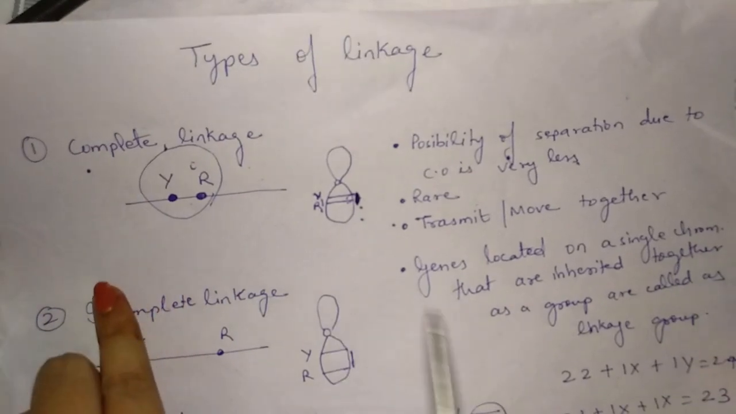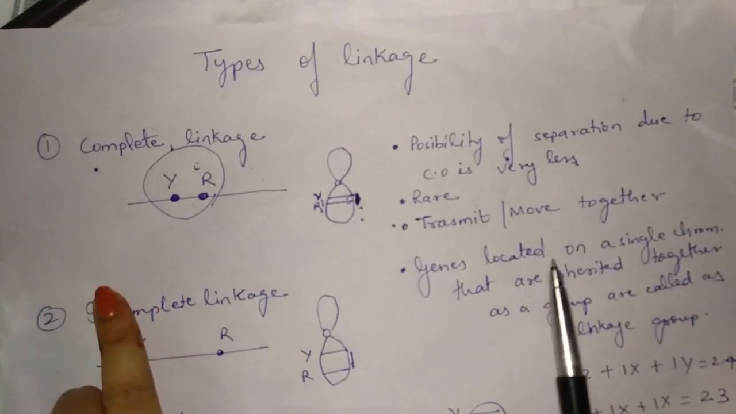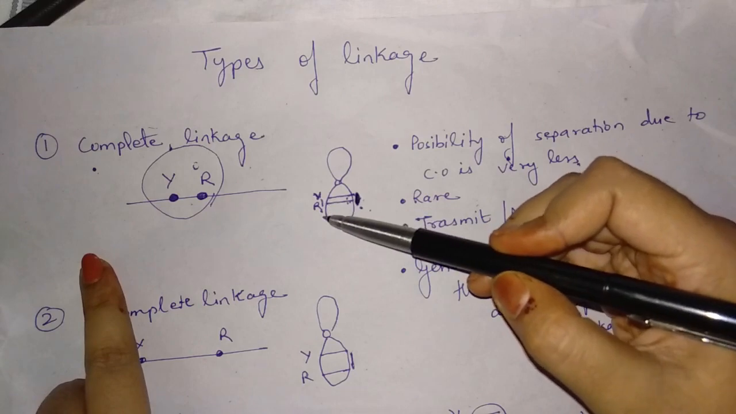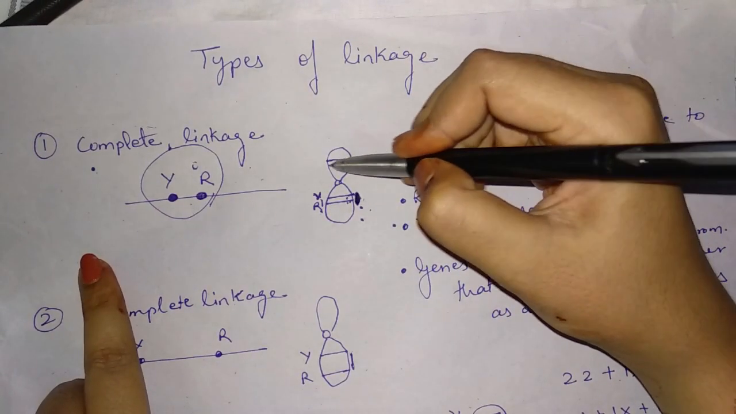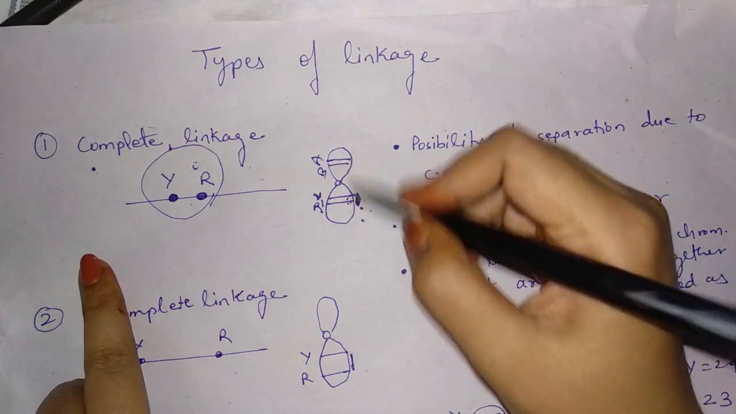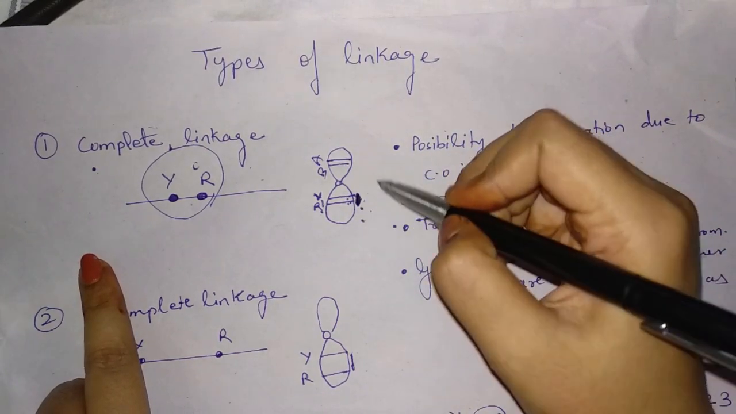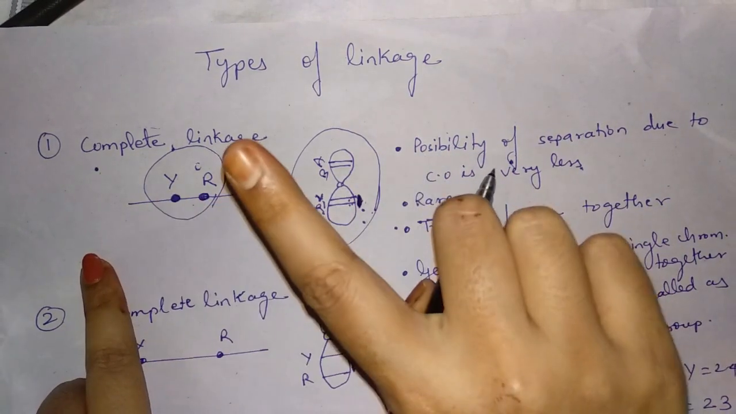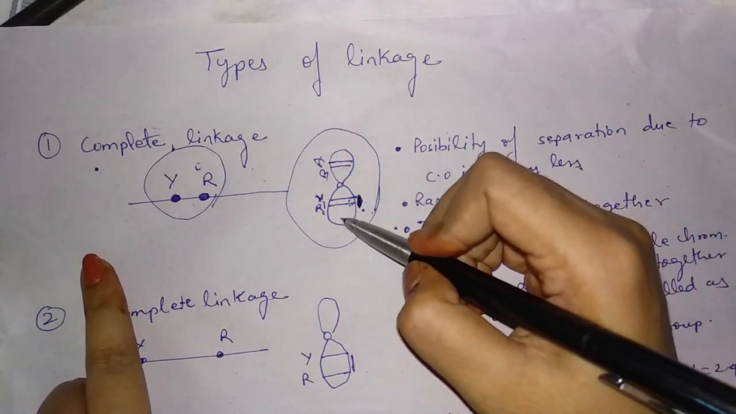The genes which are located on a single chromosome and are inherited together as a group are called a linkage group. That is, for example, this is a chromosome, and gene Y and gene R are the linked genes. For example, over here gene A and gene B are present, which are linked genes. Similarly, there are a few genes which are linked and they are present on this chromosome only, and all these genes will belong to one linkage group as they are present on a single chromosome.